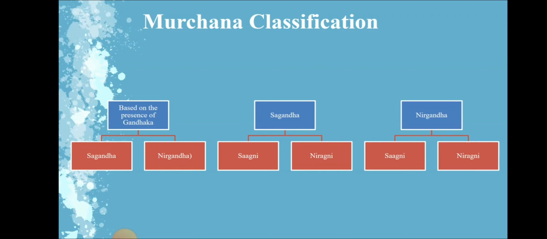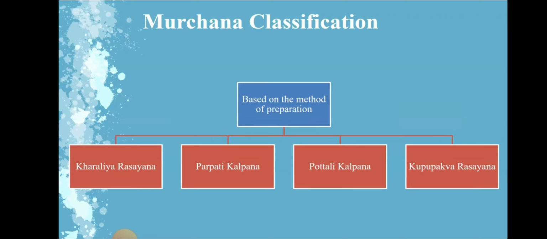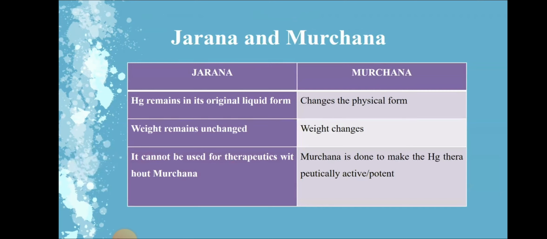Based on the method of preparation, Murchana is again classified into four: Gharali Rasayana, Parpati Kalpana, Potali Kalpana, and Kupipakva Rasayana. The Kupipakva Rasayanas are the most potent medicines because of the increased duration of Agni Samskara. Kupipakva Rasayanas have a longer duration of heat application, so they are the most effective Rasa Kalpana among the Murchana Kalpana.